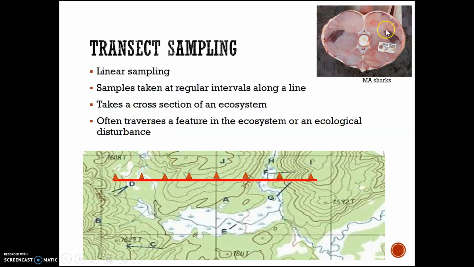So it's similar to taking a cross-section here, like of a shark's tail, okay? We're not examining the whole shark, we're just taking a slice out of it and learning about what's going on in that area. Oftentimes they're going to traverse a feature in the ecosystem or traverse an ecological disturbance.